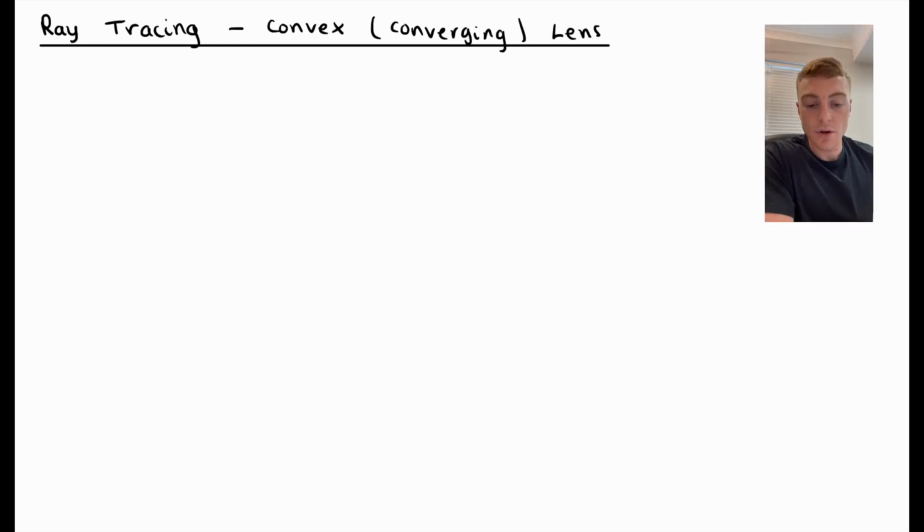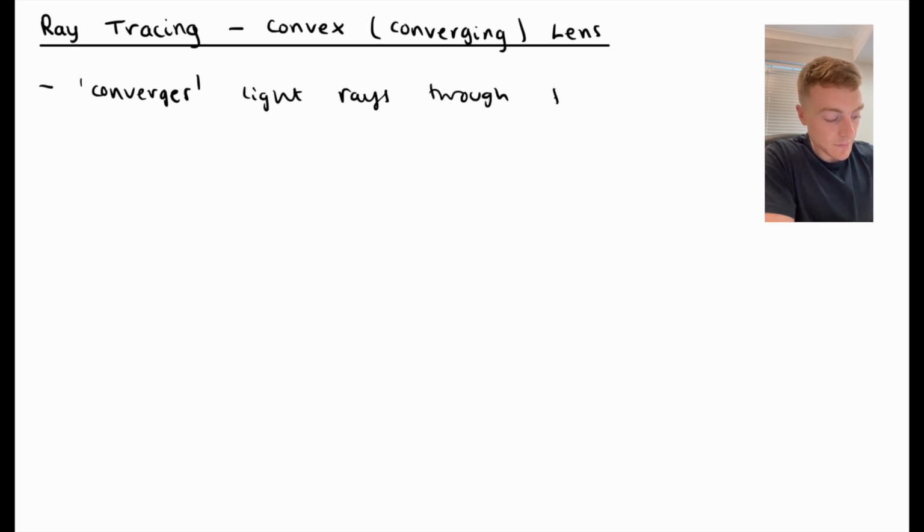Okay, so in this video, I want to go over a specific kind of lens. Now, this lens is called a convex lens, or sometimes called a converging lens. Now, what this does is it converges light rays through the focal point. So let's draw a diagram to see what I mean by this.